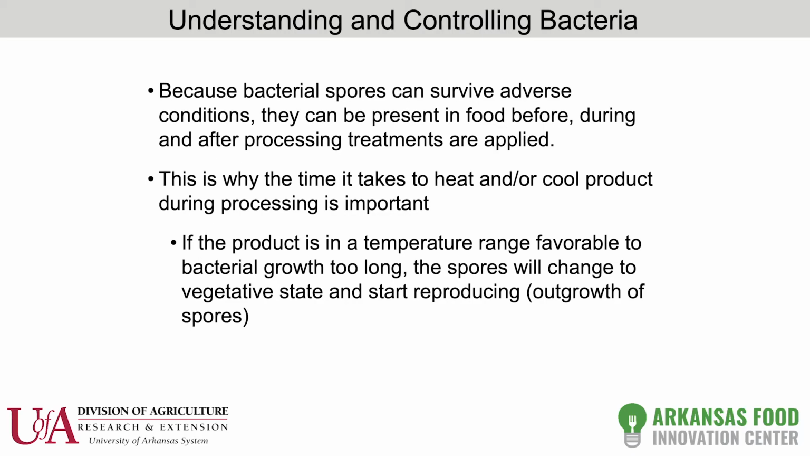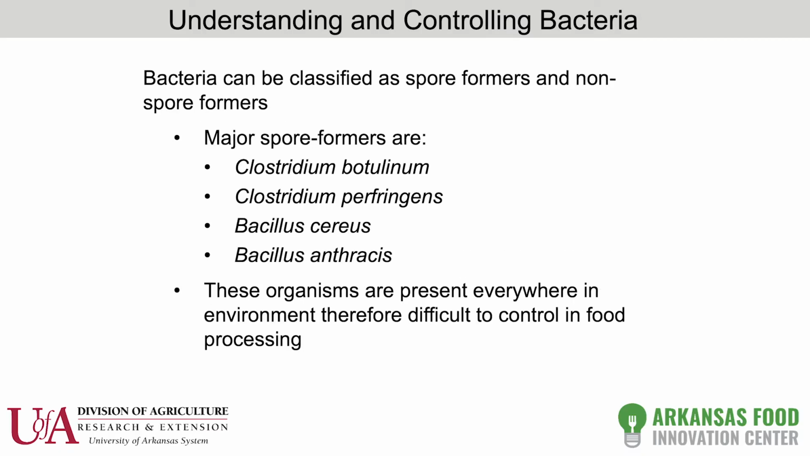Because spores can survive unfavorable conditions like heating, freezing, or drying, food processors must be careful to assure that product handling prevents spores from returning to active vegetative cells. The time it takes to heat and/or cool a product during processing is important. If the product is in a temperature range favorable to bacterial growth for too long, the spores will change to the vegetative state and start reproducing, a state called outgrowth of spores. If vegetative organisms reach the minimum infection dose or are allowed to produce a sufficient amount of toxin, foodborne disease can occur. Some major spore-forming bacteria found in foods are listed on the slide.